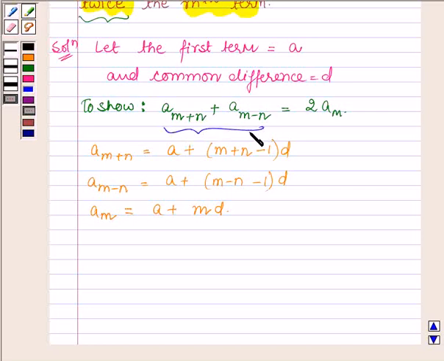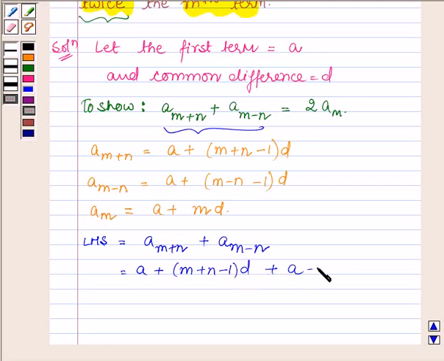Now let's start with the left hand side of what we have to show, which is a(m+n) plus a(m-n). So this is equal to a plus (m plus n minus 1) into d plus a plus (m minus n minus 1) into d, which is further equal to 2a plus md plus nd minus d plus md minus nd minus d.